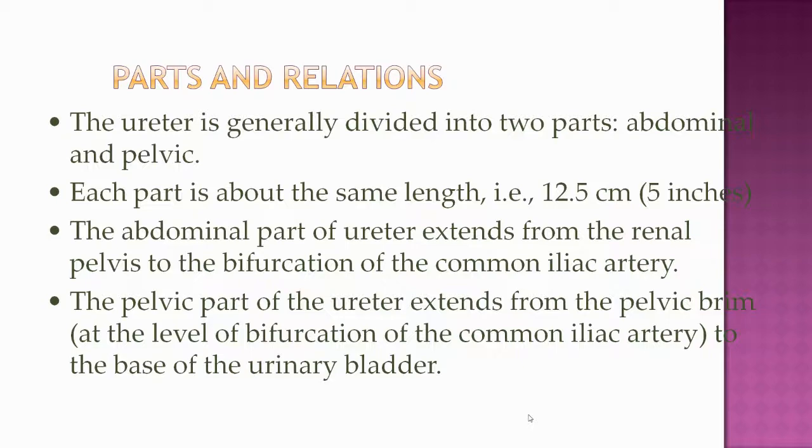Now we will see the parts of the ureter and the relations of it. The ureter is generally divided into two parts, that is the abdominal part and the pelvic part. We have discussed the courses of the abdominal ureter and the pelvic ureter earlier. Each part is about the same length, that is 12.5 centimeter or 5 inches. The abdominal part of the ureter extends from the renal pelvis to the bifurcation of the common iliac artery. The pelvic part of the ureter extends from the pelvic brim to the base of the urinary bladder.